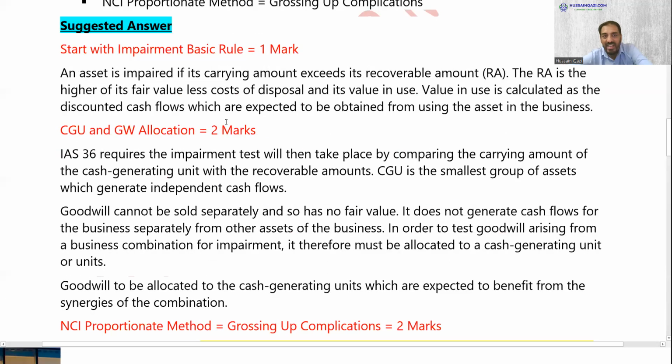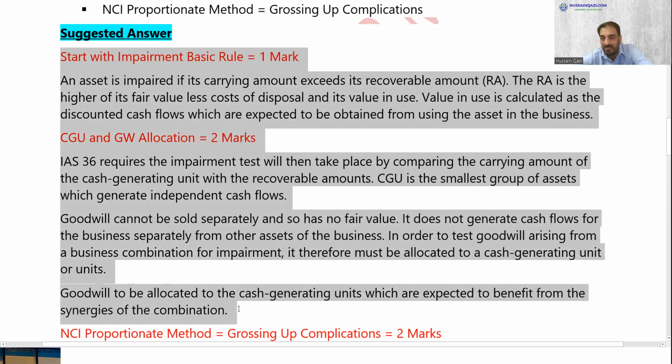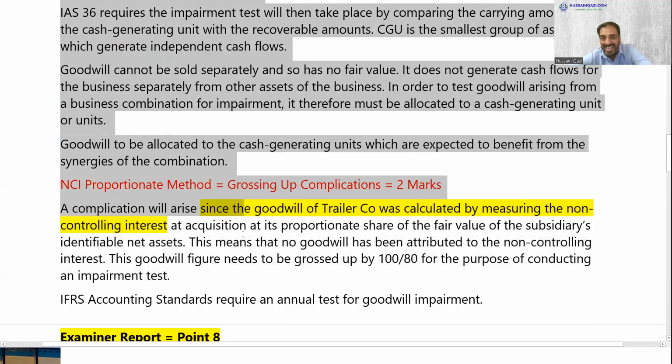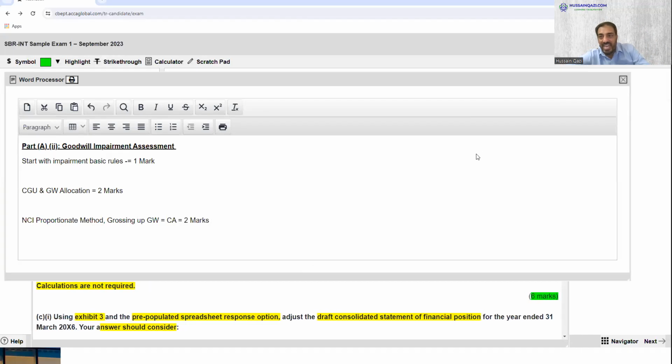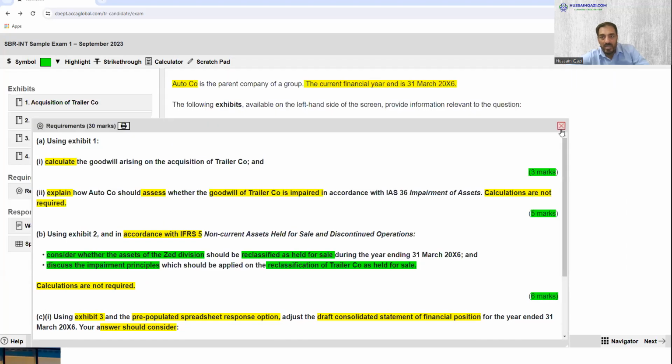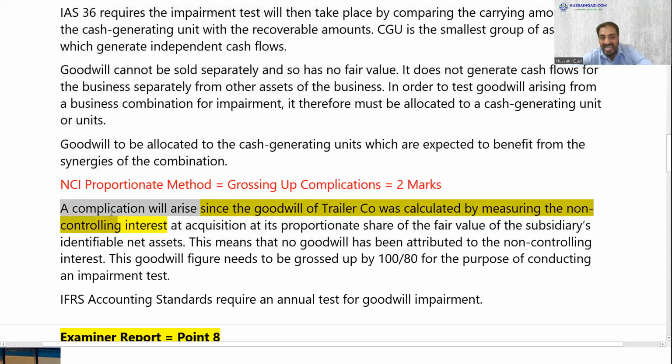But students, a very important thing: start with impairment and goodwill allocation. This is the knowledge. But whenever you are writing or drafting the NCI proportionate point as knowledge, you also need to incorporate the application point, because in the case here, Exhibit 1 very categorically mentions that NCI is at the proportionate method. So you need to mention the name of Trailer, and you need to mention the grossing up, that's 20 over 80. That's called application. So read the wordings.